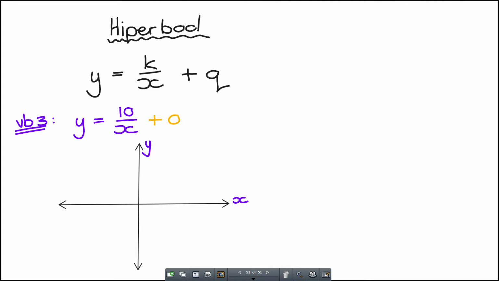The value of k. K, and what is k? Positive or negative? Positive, okay.